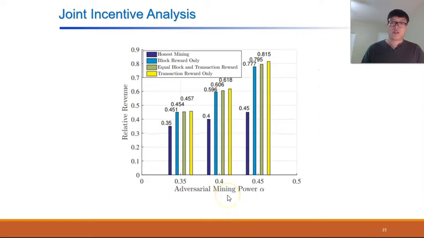This figure shows the relative revenue for the adversary when the adversary controls large enough computation power. It shows that if the adversary controls more than 35% of the computation power, it can gain more from Bitcoin-NG than the revenue in Bitcoin. This means only when the adversary controls large enough computation power, the security level of Bitcoin-NG is slightly lower than the security level of Bitcoin.